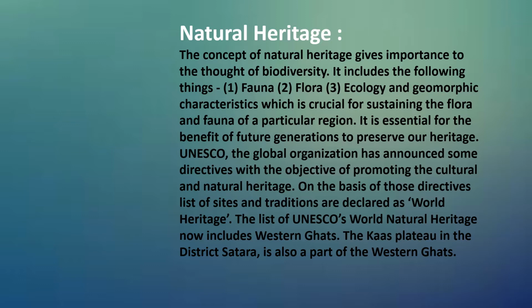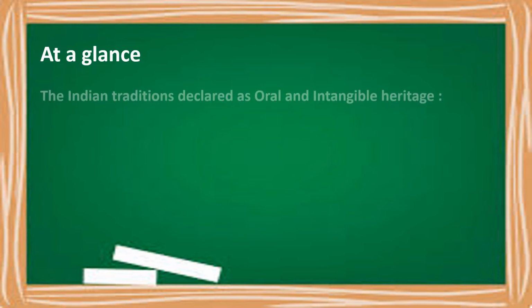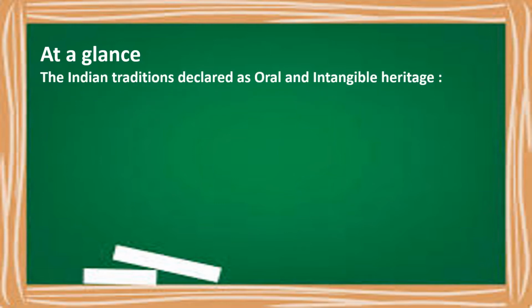UNESCO has announced some directives with the objective of promoting the cultural and natural heritage of the world. On the basis of those directives, a list of sites and traditions are declared as World Heritage. The list of UNESCO's World Heritage now includes the Western Ghats of Maharashtra, the Kas Plateau in the district of Satara. This is also a part of the Western Ghats. At a glance, the Indian traditions declared as oral and intangible heritage.